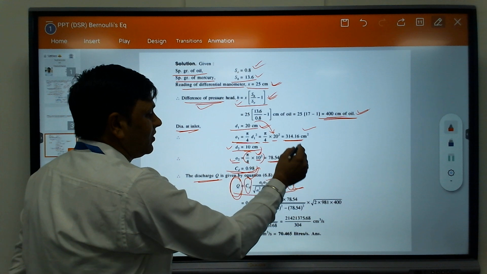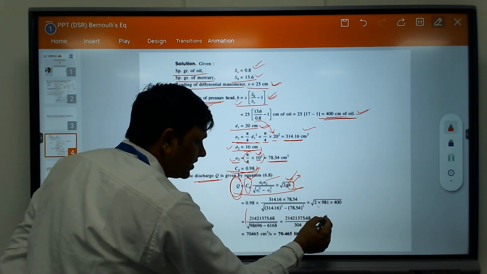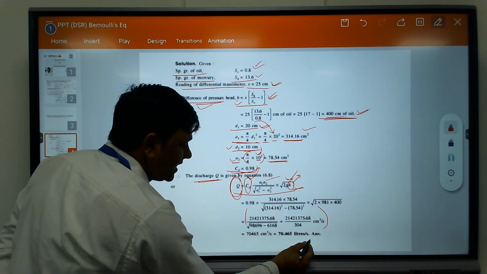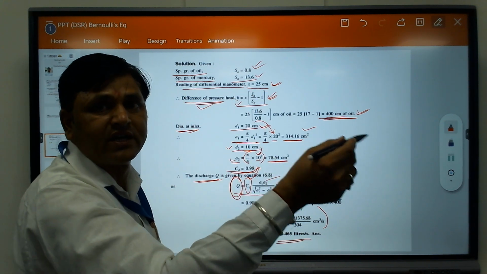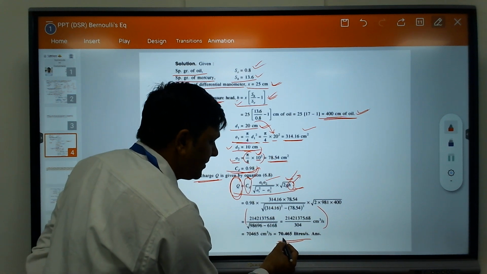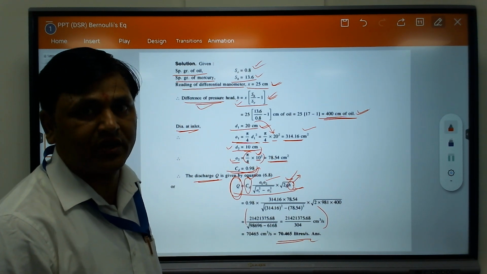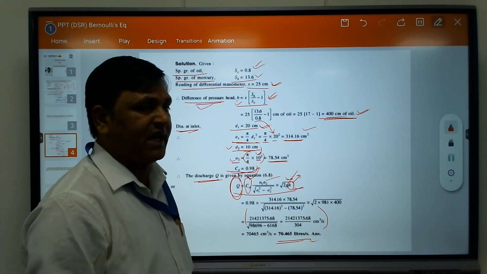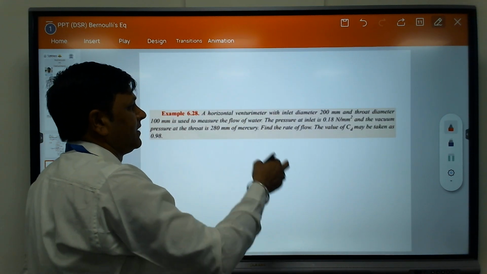After putting all the values in this equation and calculating, we will get the rate of flow of that particular liquid which is flowing in the Venturi pipe: 70.465 liter per second. Okay, got it? Now we will move to the next numerical.